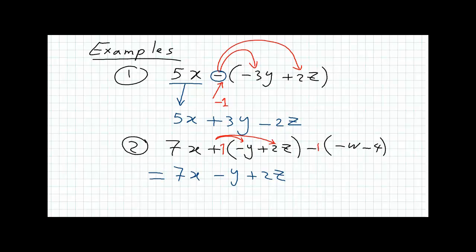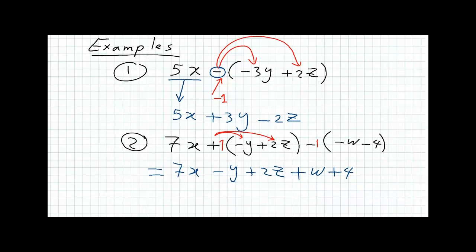The next parenthesis, we can see that before it we have a minus or a -1. So we can change all signs inside parentheses when we open it. So we will have positive w plus 4. And this is the expression after opening the parentheses.